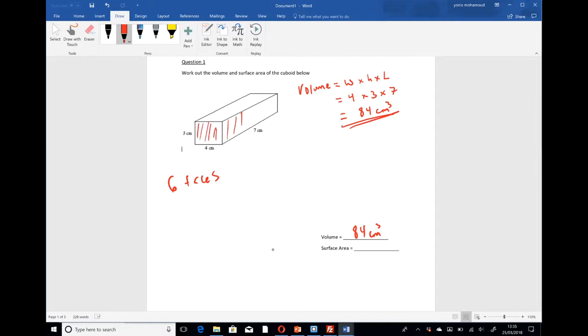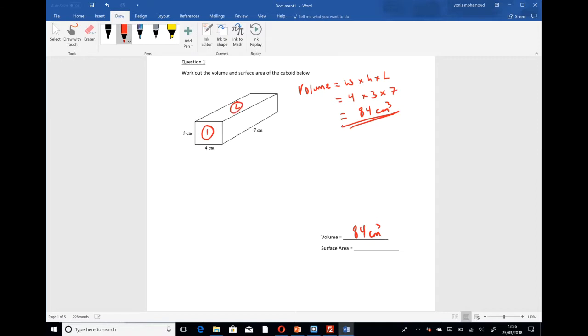So we've got 1, 2, 3, another one at the back, 4, another one at the bottom, 5, another one at the side, which is 6. So 6 faces. Work out the area, add them up together, and that should give us the surface area. Okay, so there's quite a few different ways of doing this.